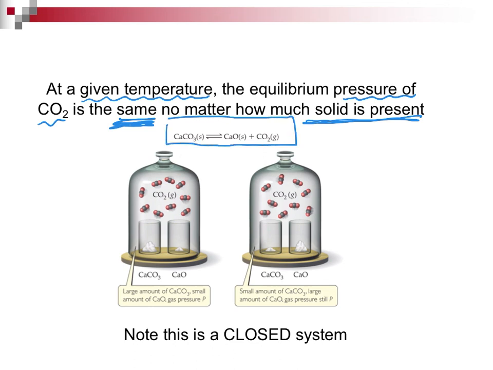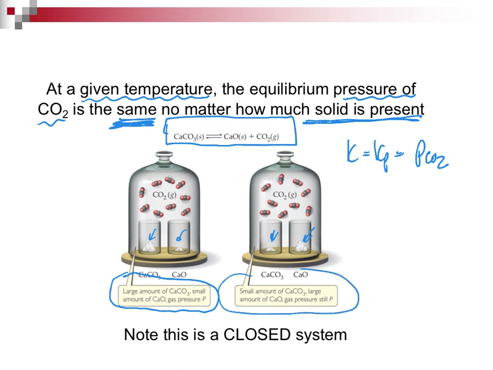Here is the equation, took it out of your textbook, and again, my K, which is actually a Kp, is the pressure of CO2. So they show a picture. Large amount of CaCO3 and small amount of CaO, or we could have a small amount of calcium carbonate and a large amount of CaO. We're going to have the exact same pressure. Now, the thing to make sure is you see the words that this is a closed system. Equilibrium constants only hold for closed systems, and this is a special case where the solids are not part of the equilibrium expression.